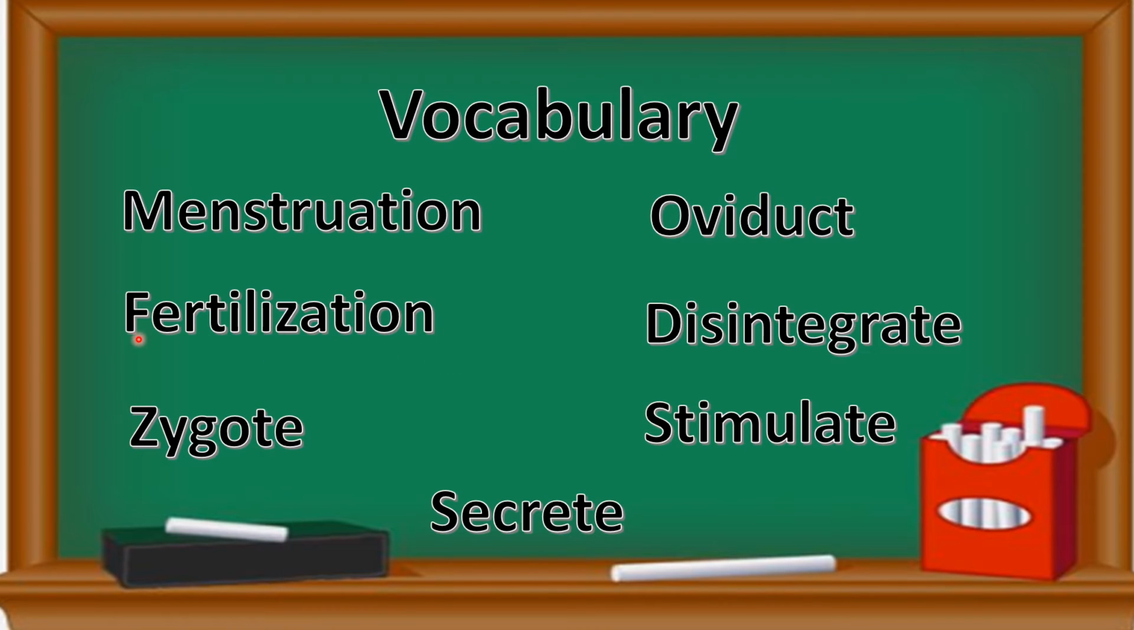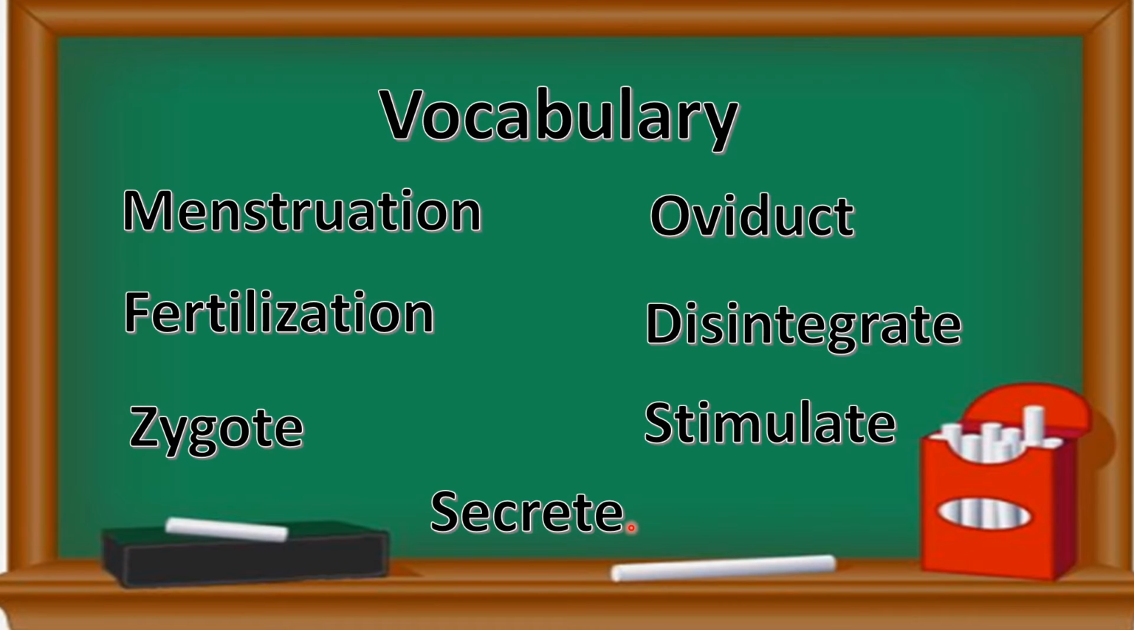Fertilization is spelled fertilization. Next is zygote. Zygote is spelled zygote. Next is your oviduct. Oviduct is spelled oviduct. Next is disintegrate. Next is stimulate. Next word is secrete.